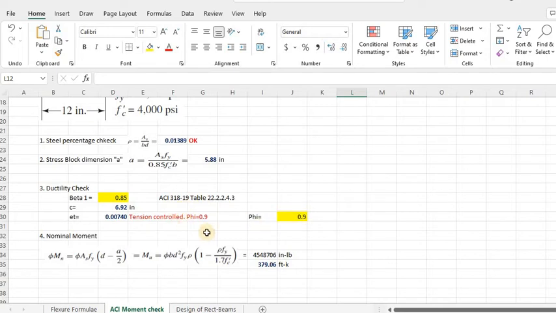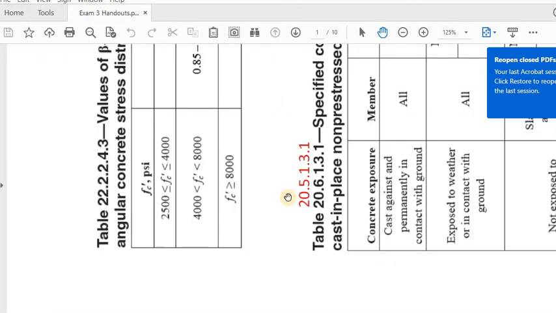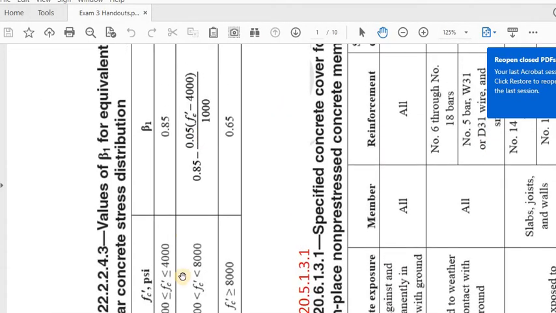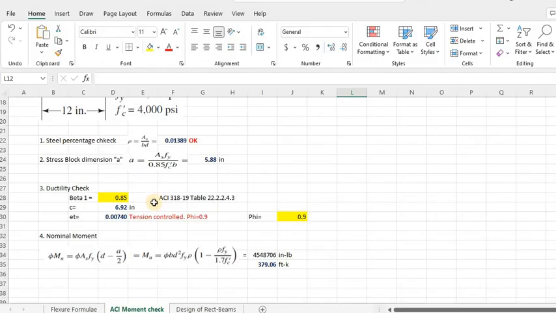Okay, so to do this, we have to find beta one. Like I said, beta one is this. Our beta one falls into here, and it's 0.85. That's why we have it there. Now we'll go ahead and calculate C.